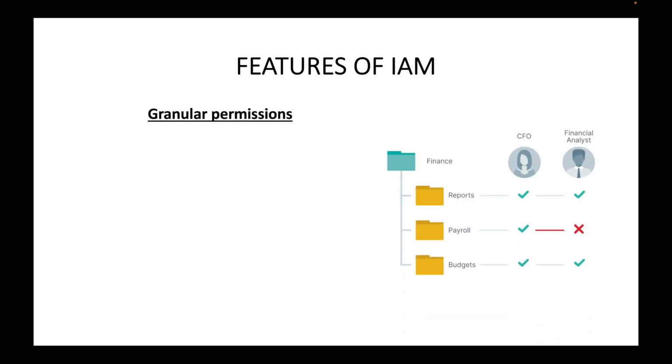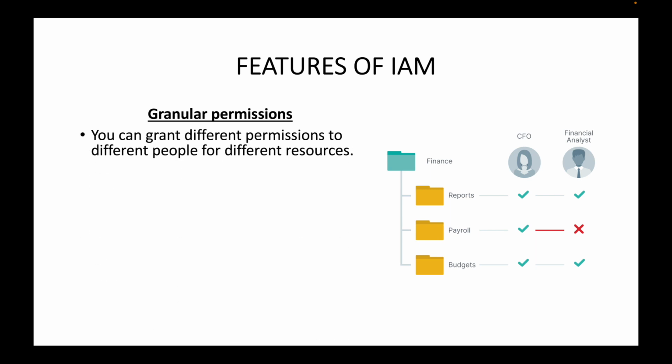The next benefit we have is granular permissions. With this service, you can give permissions to users at a very granular level. You can give read access or write access for specific services. Within the specific services, what read access you want and what write access you want can all be controlled by making use of the IAM service. So you can grant different permissions to different people for different resources and different services.